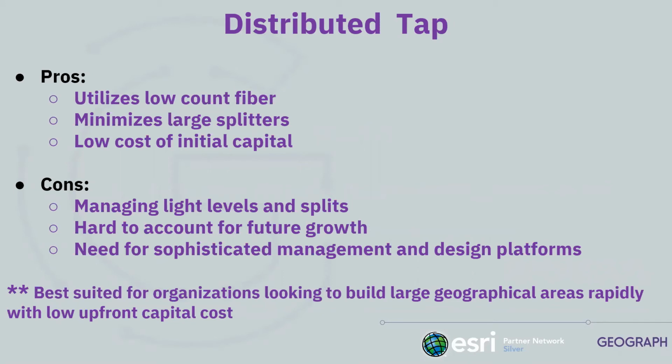Then lastly, distributed tap. Pros. Again, you can utilize low count fiber because you're stretching the power of that light as far as you can, and you're getting the most resources out of that dB budget that you have. Minimizes large splitters. Again, you're not co-locating large splitters and putting that cost into a centralized location. You're putting those at the service locations and using the smaller ones to save money.